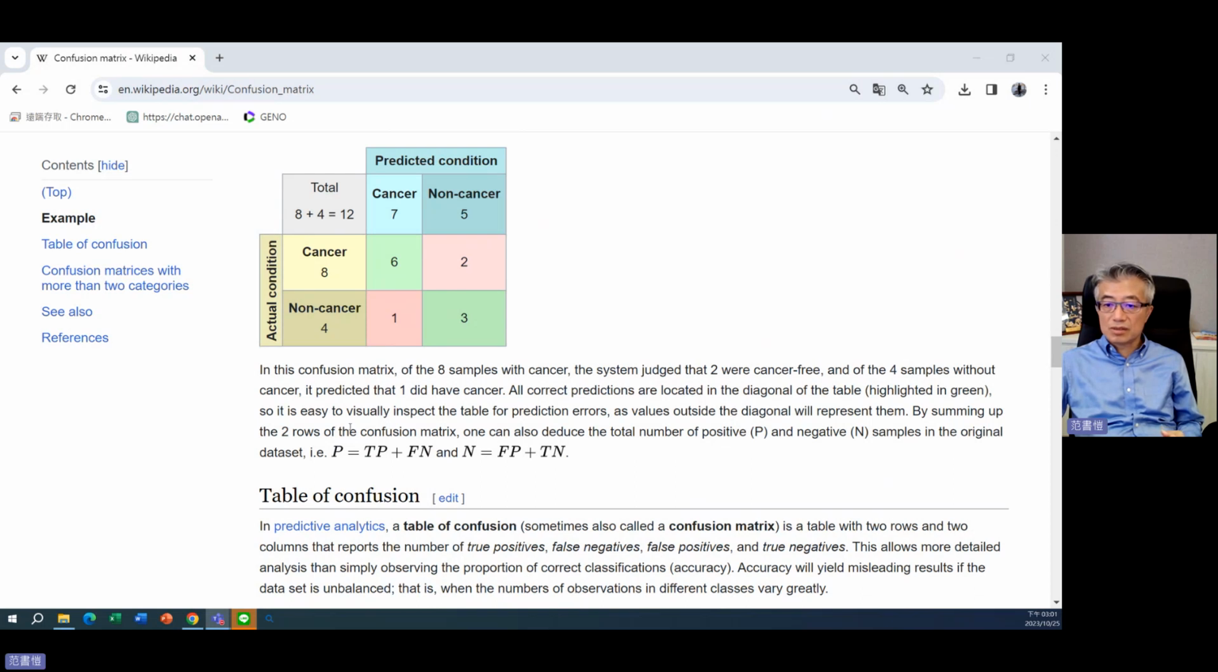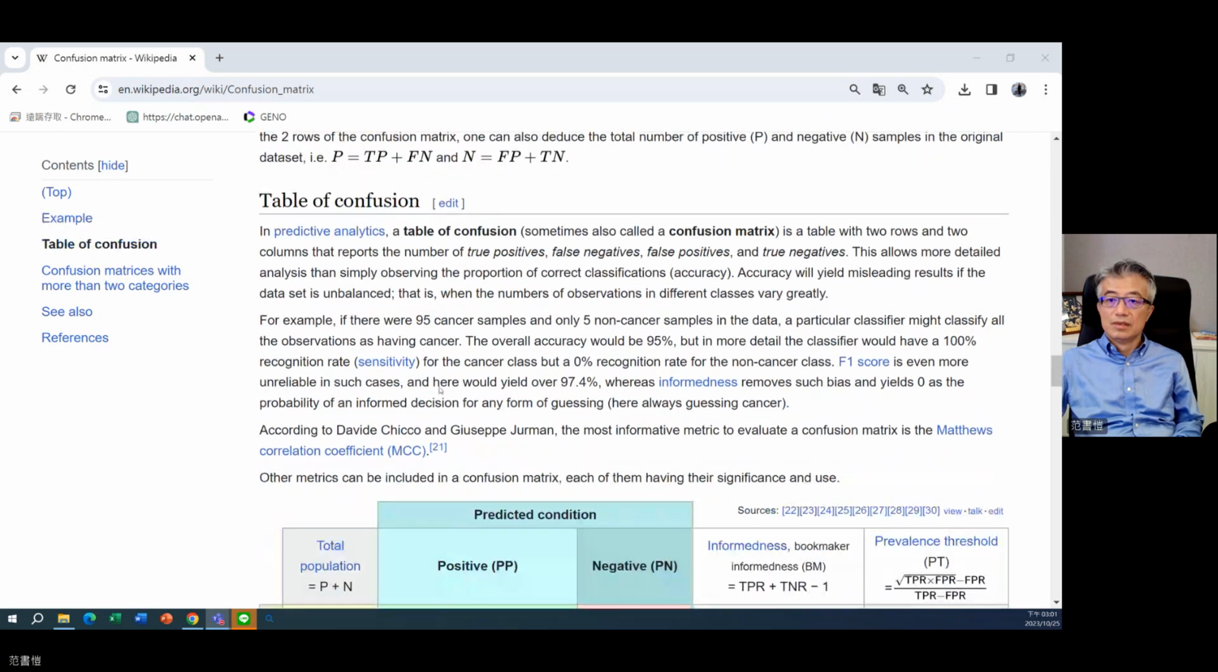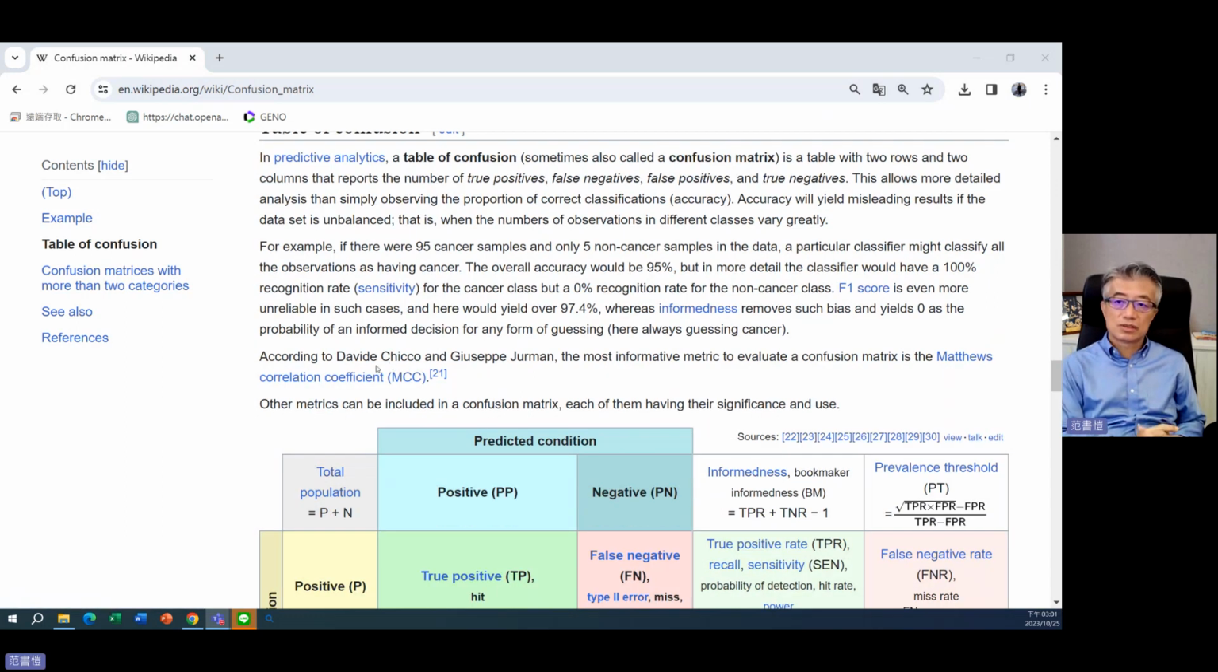And by summing up the 2 rows of the confusion matrix, one can deduce the total number of positives and negatives. So positive P is the true positive plus false negative. And the negative, this is the true negative plus the false positive, this is 4. So in predictive analytics, a table of confusion, sometimes also called a confusion matrix, is a table with 2 rows and 2 columns that reports the number of true positives, false negatives, false positives, and true negatives.